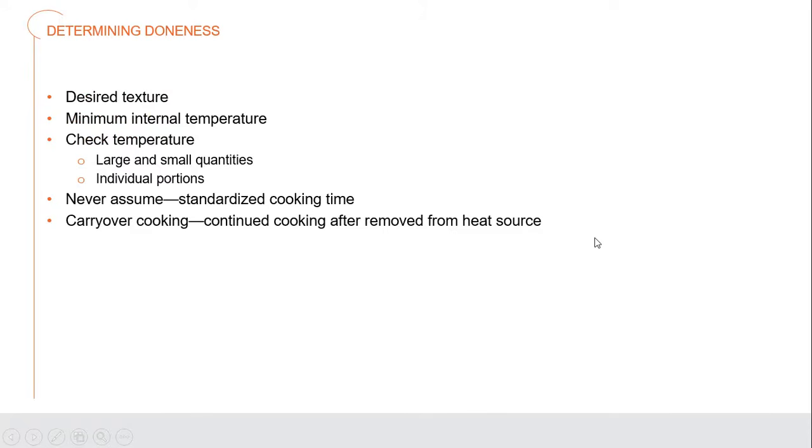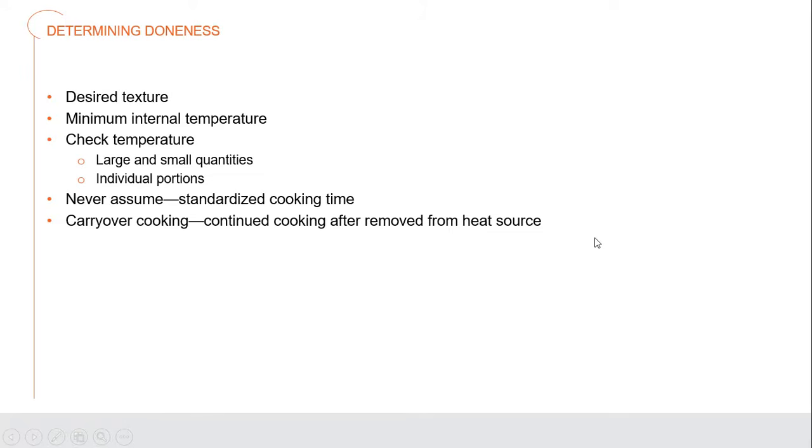So, determining doneness. We've talked a lot about this. We've hinted at a lot of all of this. But this is key to everything that we do with moist and dry cooking methods and combination cooking methods. So when we're cooking, we want to take it to the correct temperature. We want to have control.